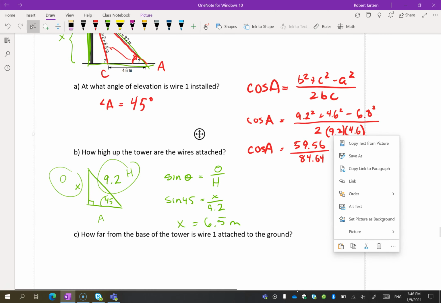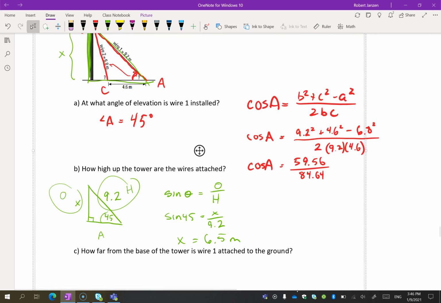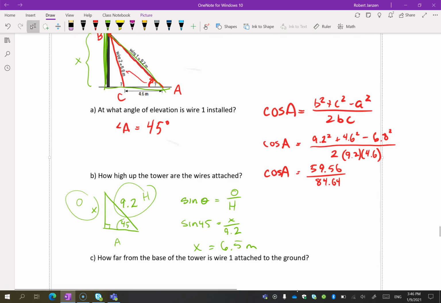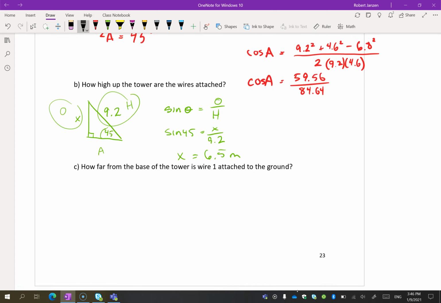Okay, so this is quite the word problem. We got all kinds of different things going on here. How far from the base of the tower is wire 1 attached? Okay, so now we're looking for this distance. All right, we'll go back to that triangle we just drew, because that triangle has this distance. Let's call this one y. Okay, and we now know this is 45. We still know this is 9.2, and we just figured this out to be 6.5.